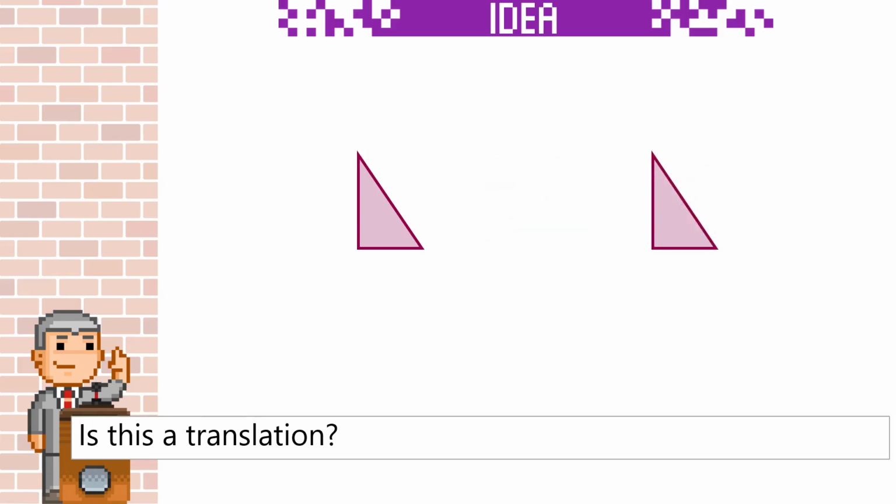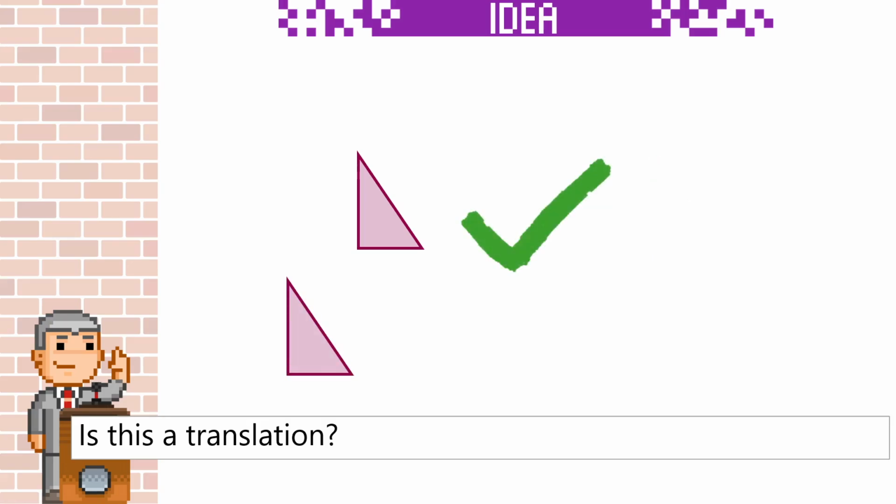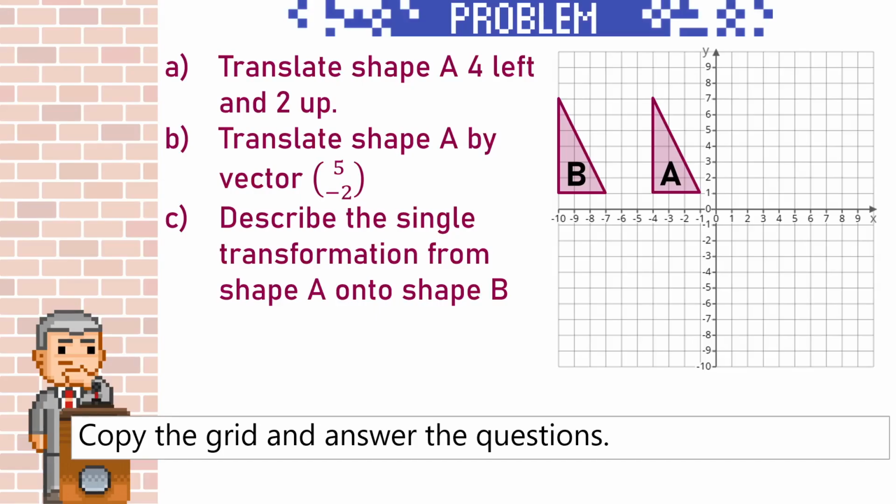Yeah, it's a translation, it's moved to the right. What about this one? Yep, still a translation, it's moved down and to the left. Let's have a look at these questions.